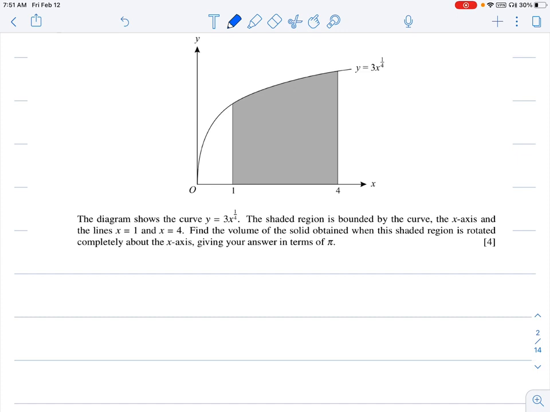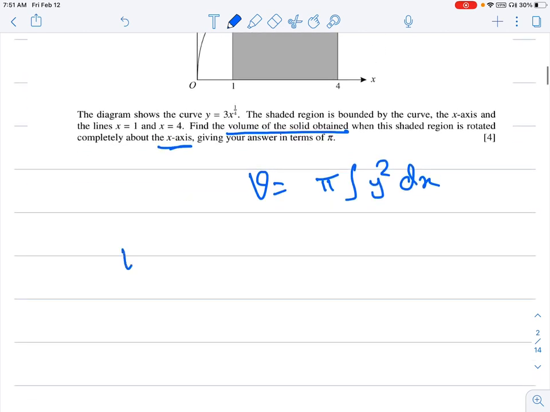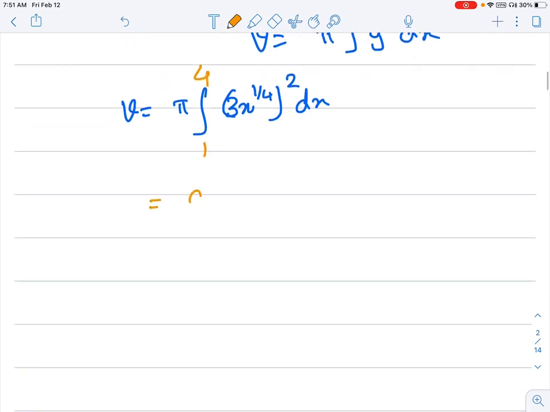Second question, it is asked find the volume of the solid when rotated along x-axis. So the volume formula, when rotated along x-axis, is integral pi y square dx. So volume is pi integral, y value is 3 times x power 1 upon 4, whole square dx. And what are the limits? You can see the limits are 1 to 4. So it becomes 9 pi x power 1 upon 2, limits 1 to 4, dx.